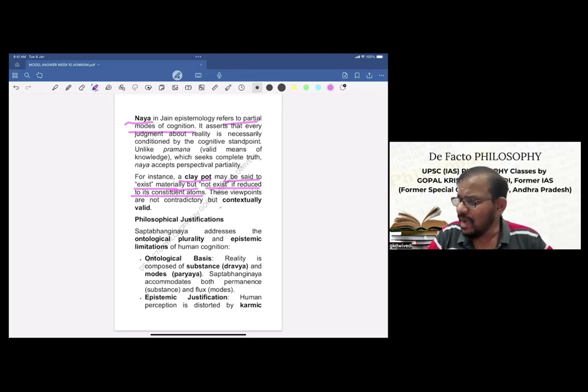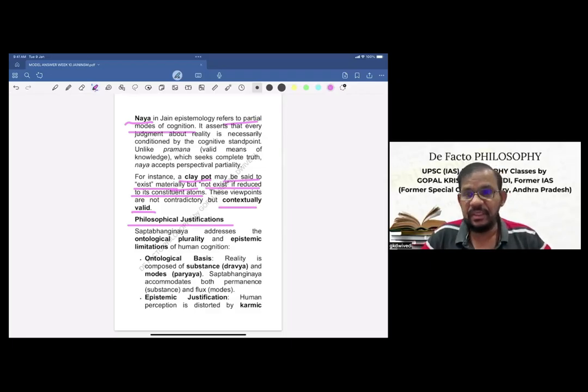So again and again, these terms will be emphasized: contextual validity, relative validity, not absolute. So all these things we have to mention in the theory of Saptabhangi and Nayavad also. But here we are discussing Saptabhangi, so Naya has been described very briefly. Now, what is the philosophical justification for this theory of Saptabhangi? Because Jainism definitely gives philosophical justification.